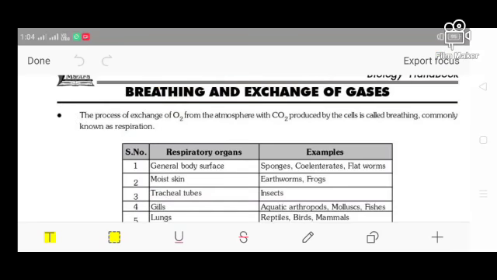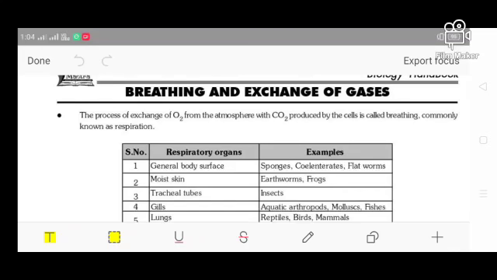So today I am going to discuss the topic breathing and exchange of gases. So generally, what is respiration? The process of exchange of oxygen from the atmosphere with the carbon dioxide produced by the cell is called breathing.